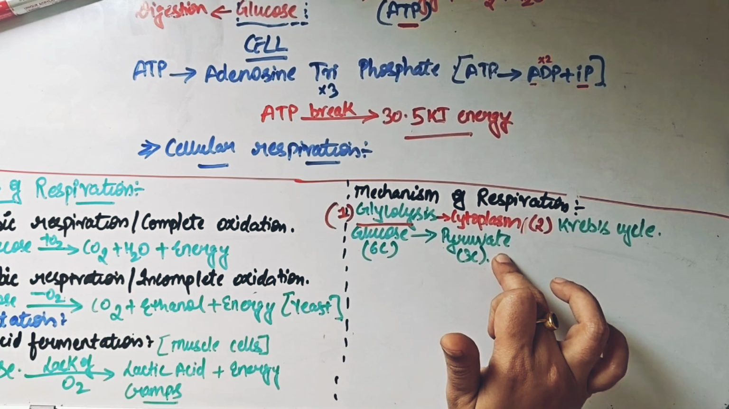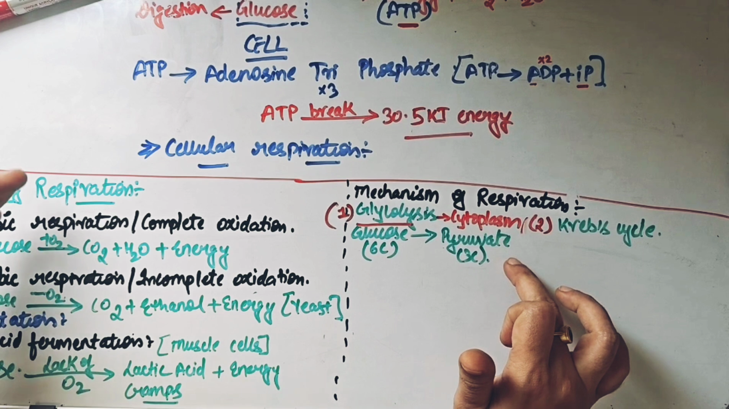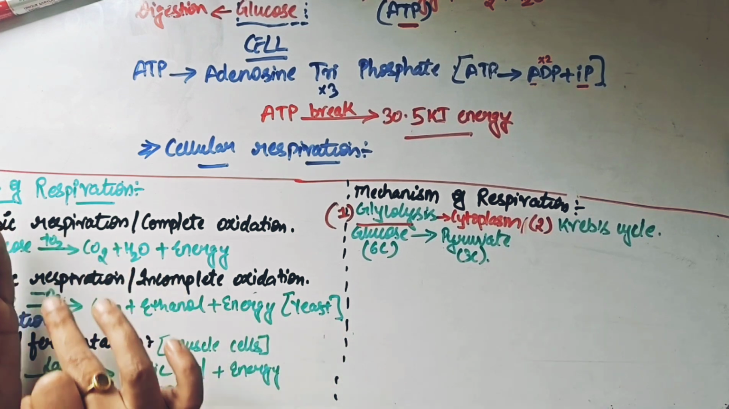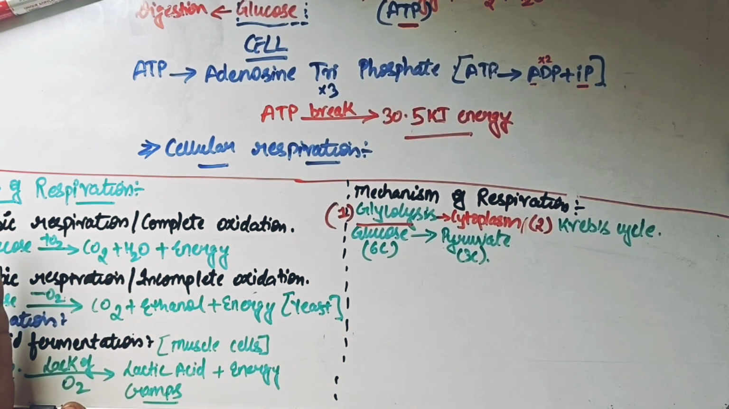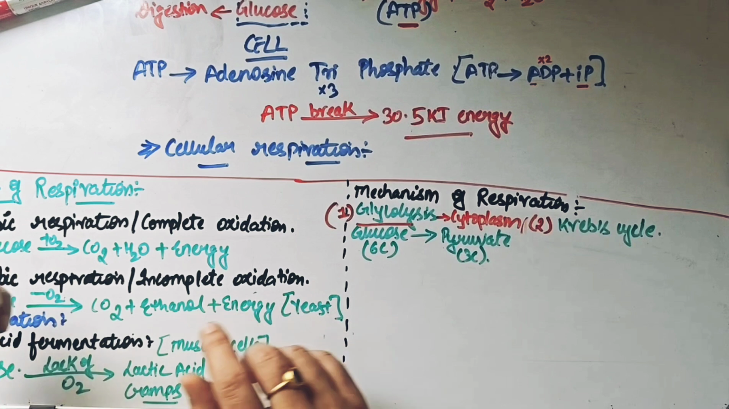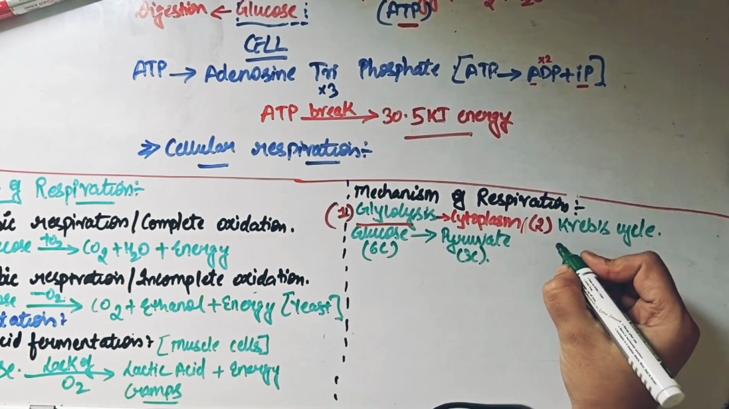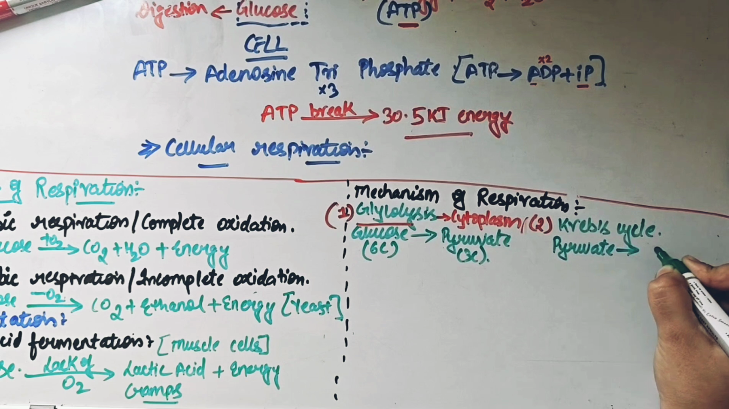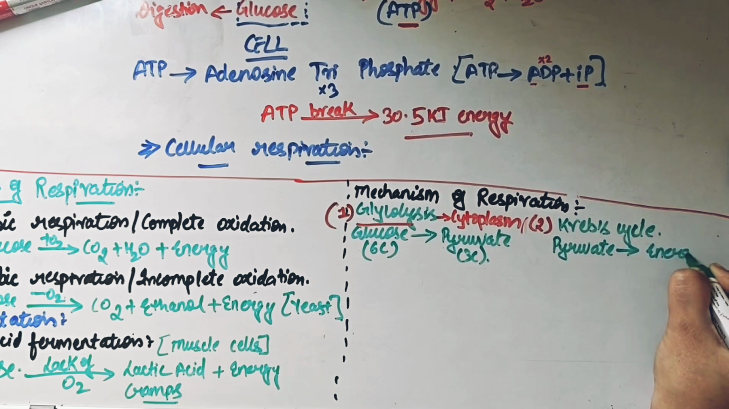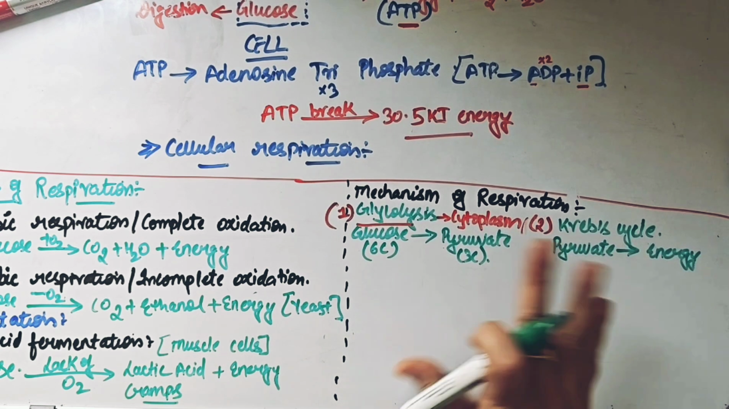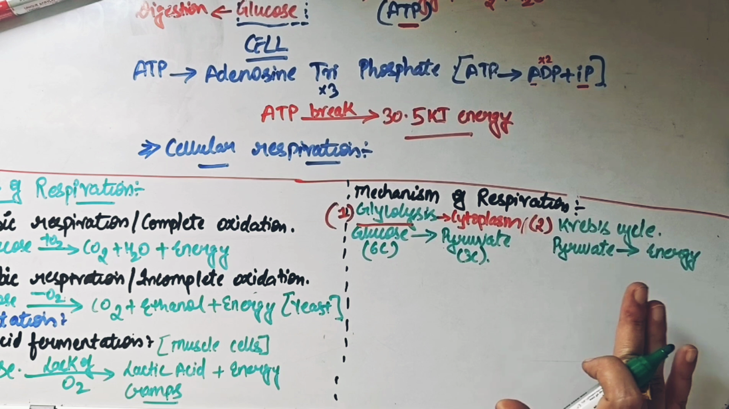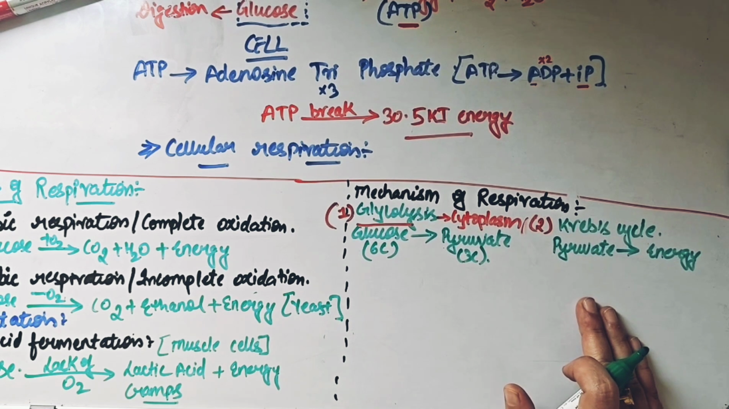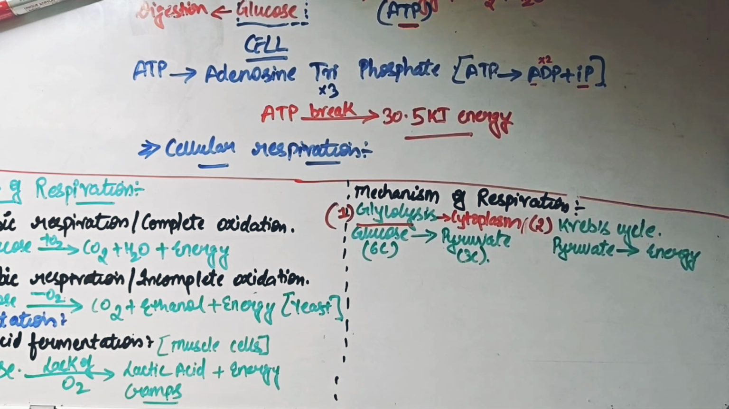Now once the pyruvate is available, depending upon whether oxygen is there, oxygen is not there, or there is a lack of oxygen, the further breaking down of pyruvate to release energy is what is known as Krebs cycle. So this much is important for you to understand. Alright, so I'll just draw a quick summary here to explain what this is all about.